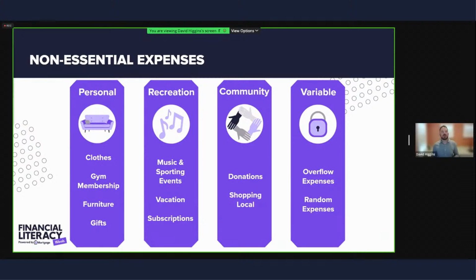And then last but certainly not least, we have variable. Your variable category of expenses, excuse me, is for your overflow or your random expenses that we haven't necessarily talked about. So again, those are the 8 different categories that we've got.